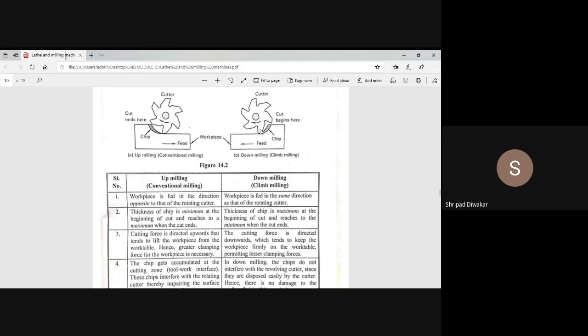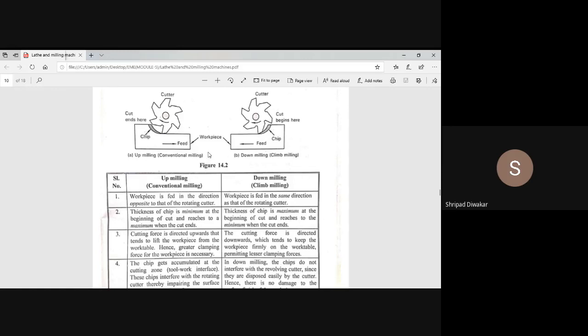So here in case of down milling, the thickness of the chip is maximum at the beginning, opposite to that of up milling, and the thickness of the chip is minimum at the end of the operation. Okay, this is the second difference in terms of chip thickness.